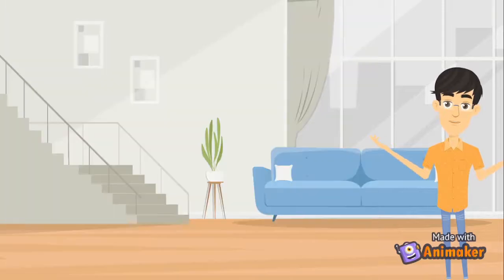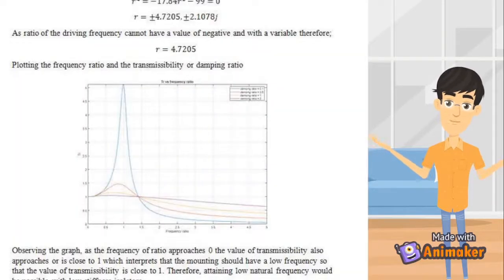Solving the equation, we have r raised to 4 is equal to negative 17.84 r squared minus 99 is equal to 0. Then we have the value of r is equal to plus or minus 4.7205 and plus or minus 2.1078j. As the ratio of the driving frequency cannot have a negative or imaginary value, therefore r is equal to 4.7205.